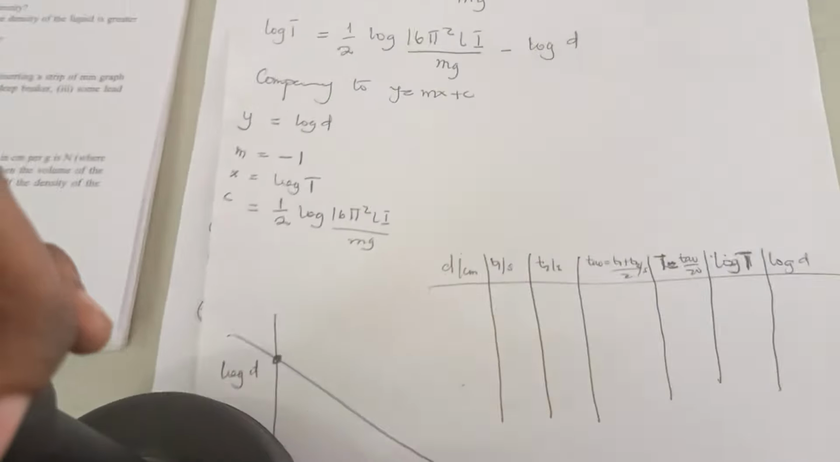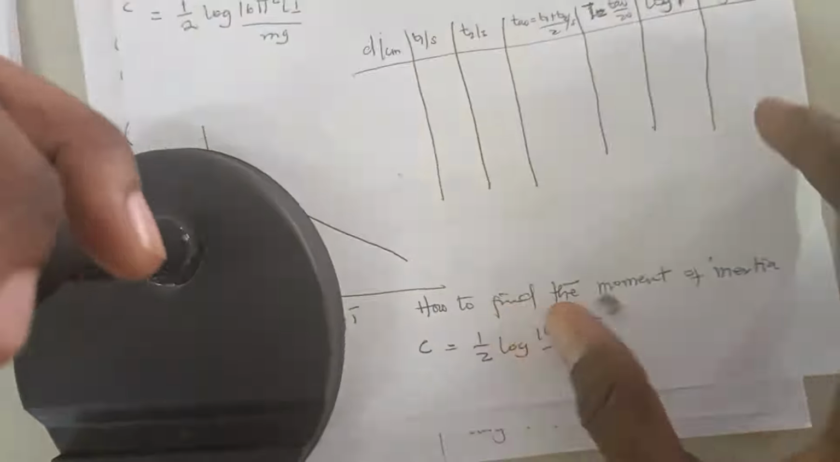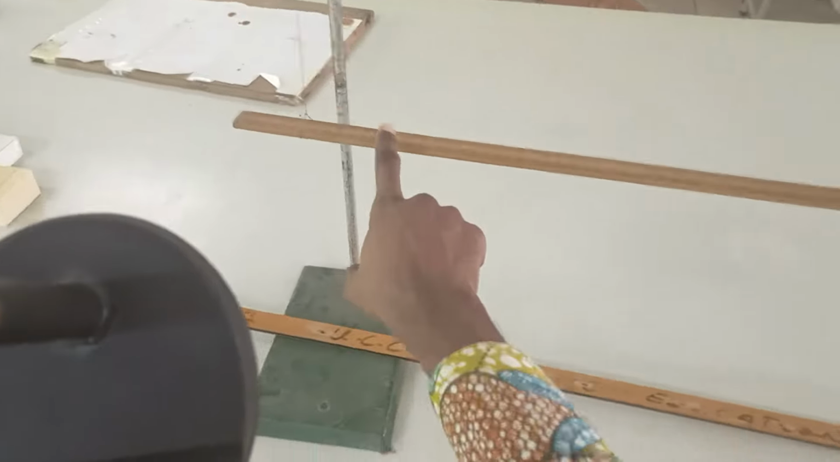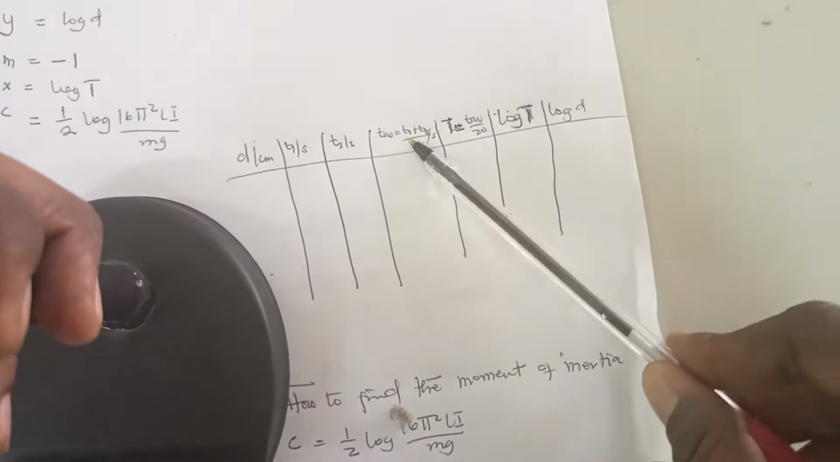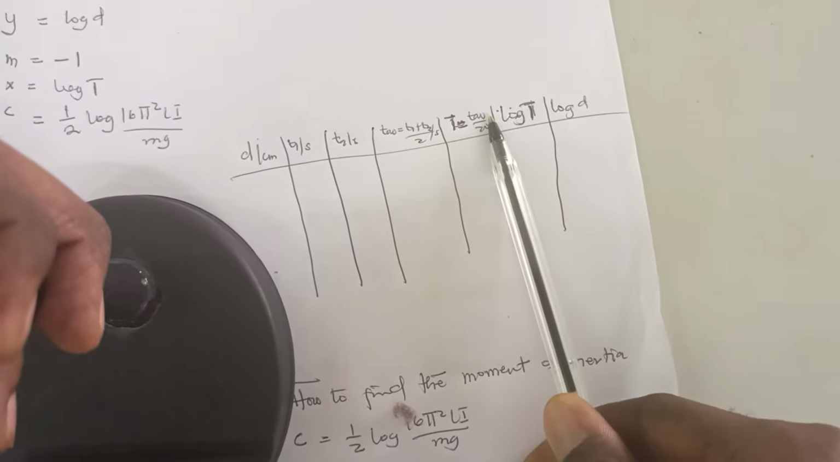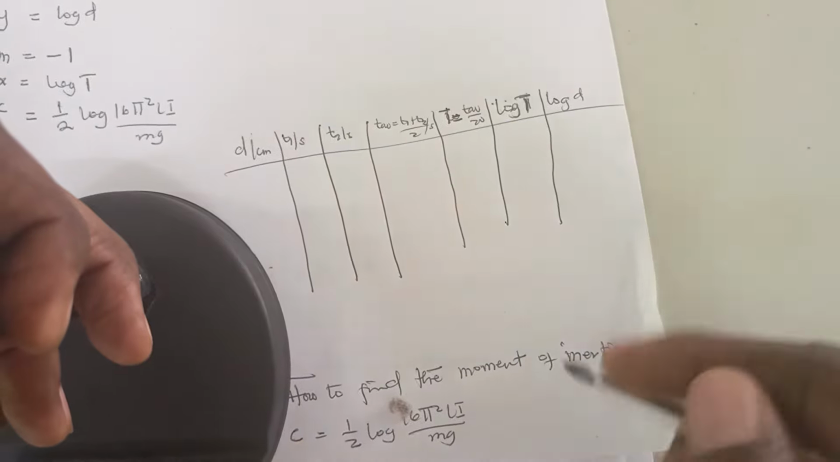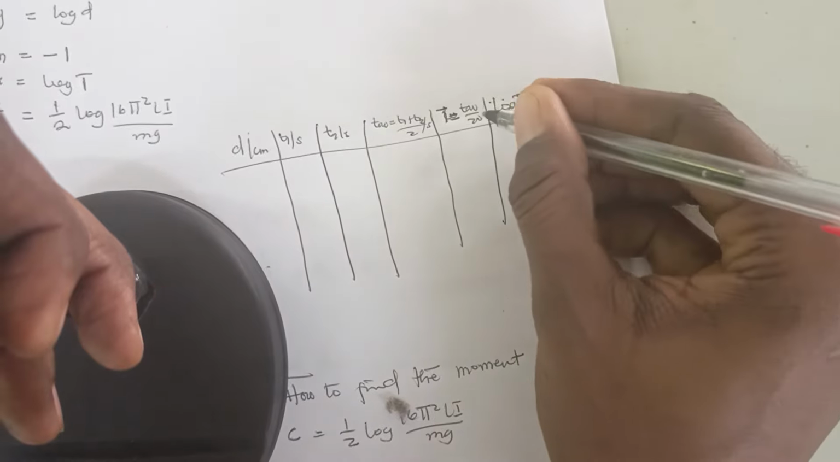Okay, so this is how the table will look. We have D, which is the distance from this point to this point, and then our T1 and T2. Then we find the average, and divide the average by the number of oscillations to get the period, and then also the log of T and the log of D.